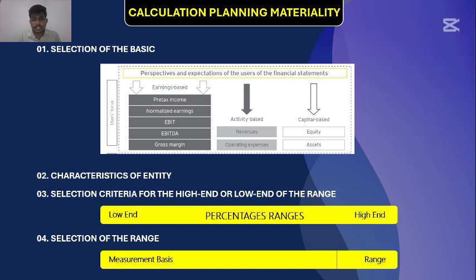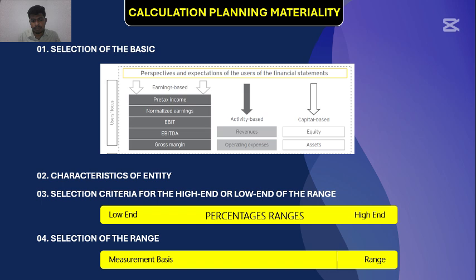Next one is the selection criteria for the high end or low end of the range. It may be defined by the number of shareholders, trade debt or convertible debt, plans to go public in 2 or 3 years, change in business environment, external financing, and these items. Financial range is mainly recognized as low end and high end. Finally, we discuss the selection for the range.